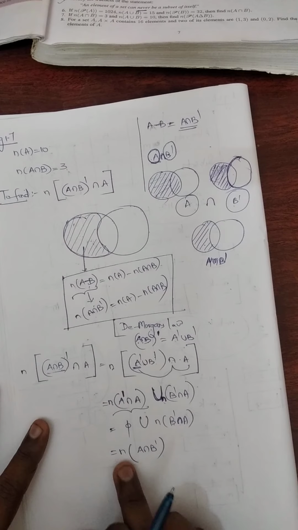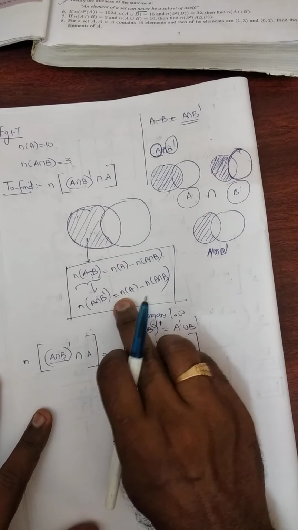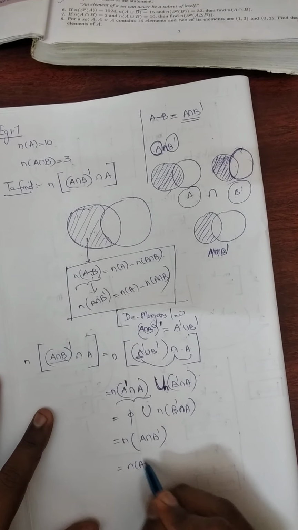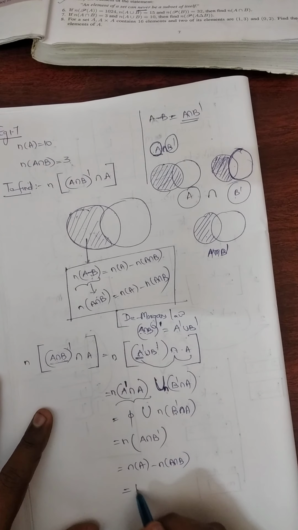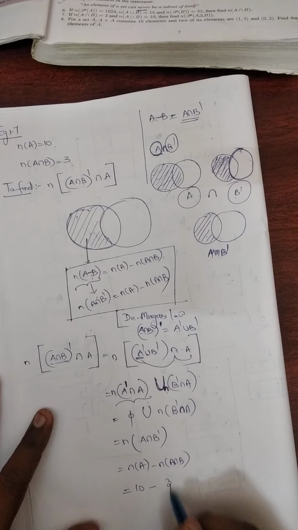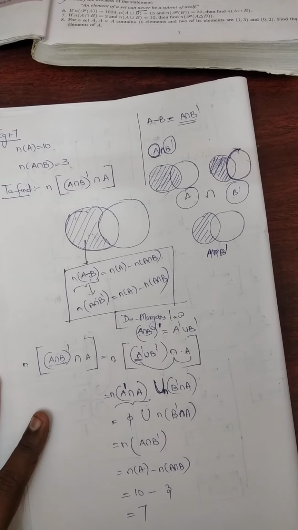See, what is the formula for n of A intersection B dash? I have written the formula n of A minus n of A intersection B. What is n of A? 10. What is n of A intersection B? 3. 10 minus 3, 7.